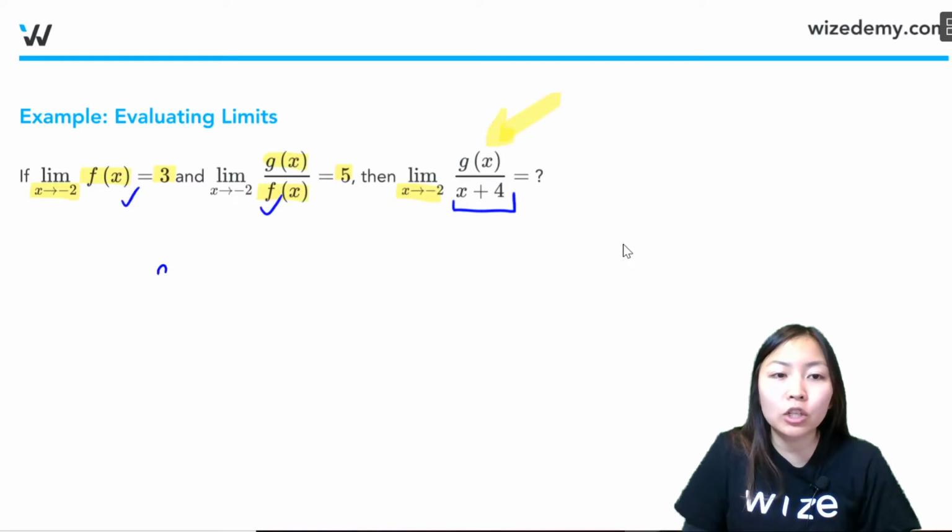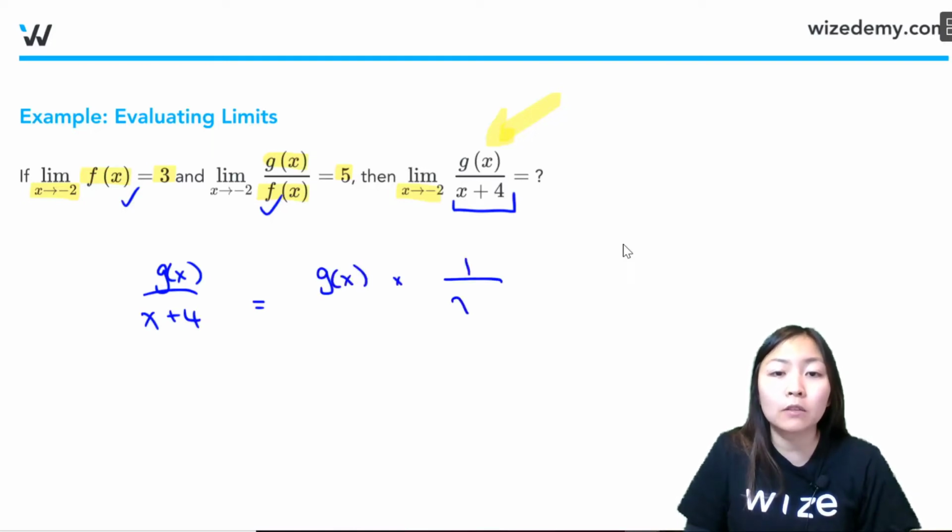So I'm going to rewrite g of x over x plus 4. I can do that by writing this as g of x times 1 over x plus 4. Now we're getting a little bit closer because 1 over x plus 4 is a function we know. How can I get g of x using what I already have in the question? Well, I can rewrite this one more time.